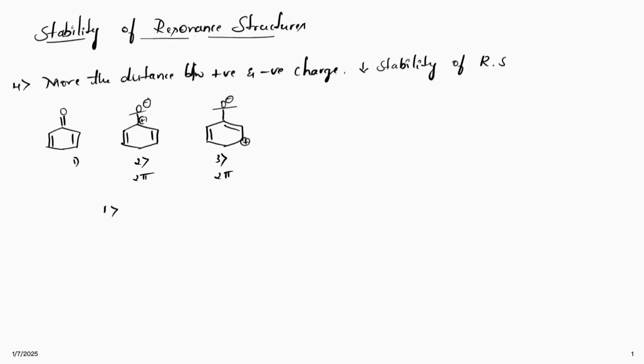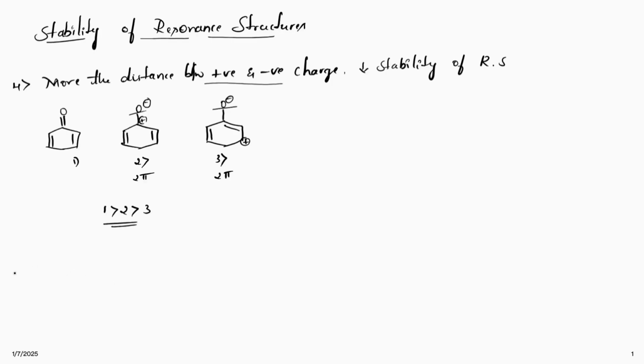Next, coming to the fourth rule, as the distance between the negative and positive charge increases, the stability of the resonance structure decreases. In the second case, the distance between the negative charge and positive charge is less, and in the third case, the distance between the negative charge and the positive charge is more. With an increase in the distance between negative and positive charge, stability decreases, right? Therefore, the stability of the second is greater than the third. This is the stability order of the resonance structures.